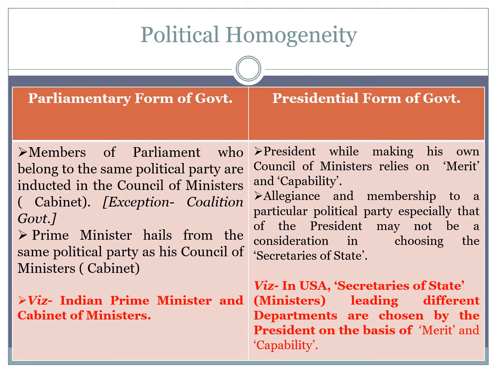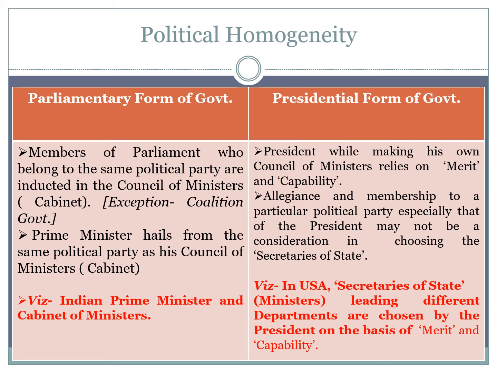The President even has a right to remove any Secretary of State anytime without assigning any reason. The last major difference between the two forms is on the point of political homogeneity of the composition of the executive. In a parliamentary form of government, the executive, that is the Prime Minister and the Council of Ministers, all belong to the same political party. That is, they are homogeneous in nature. They all belong to the same majority party.